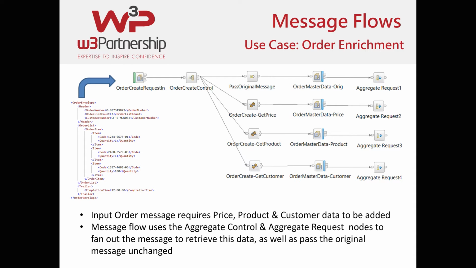Here we have an order enrichment use case where an input order requires the price, product, and customer data to be added to the message. We have a fairly basic input order message that details the order line information as well as the customer number. The message flow uses the aggregation nodes to fan out the input message to backend systems that provide the enrichment data.